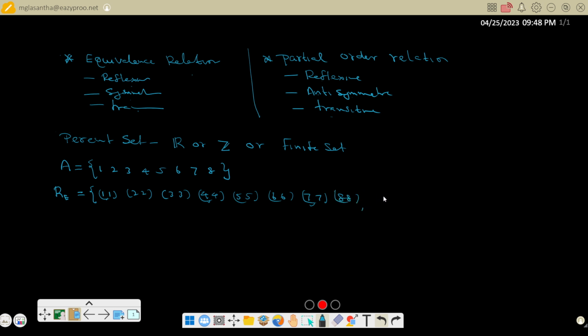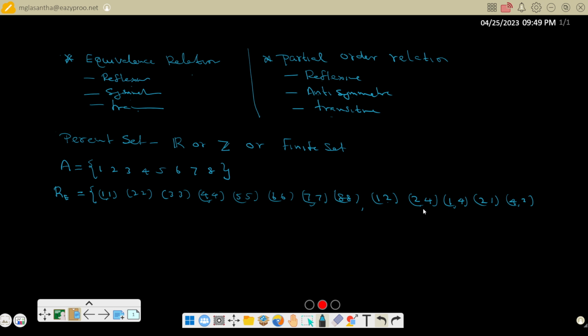And it should be symmetric also. (1,2), (2,4). If (1,2) and (2,4), then (1,4) should be there, no? If it is transitive. And if (1,2) is there, then (2,1) also there, no? If (2,4) is there, then (4,2) also there, no? If it is symmetric, right?